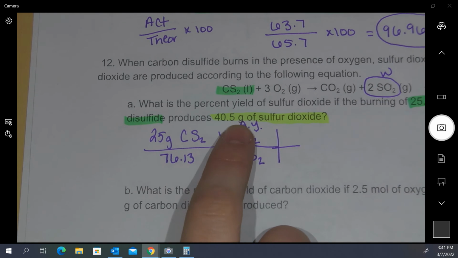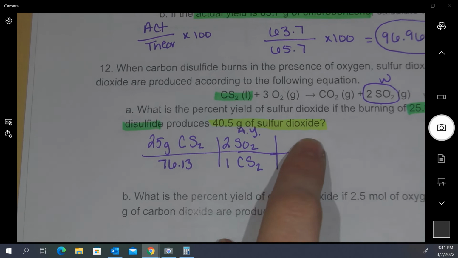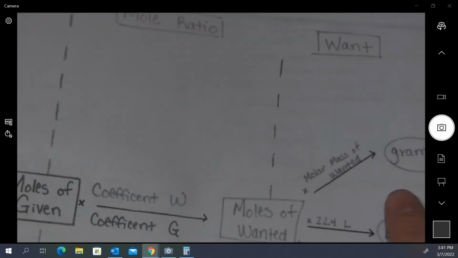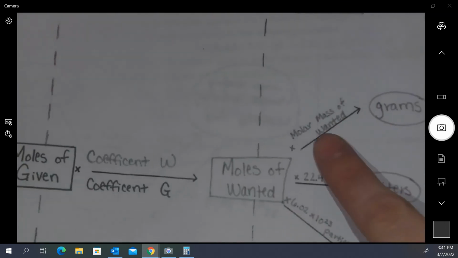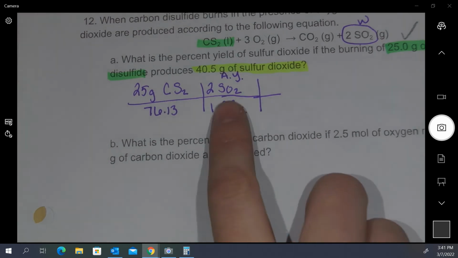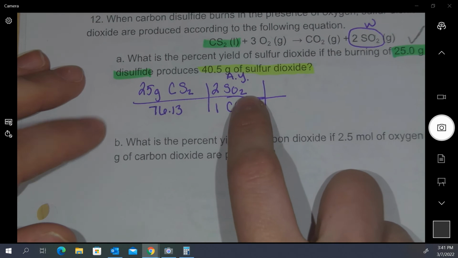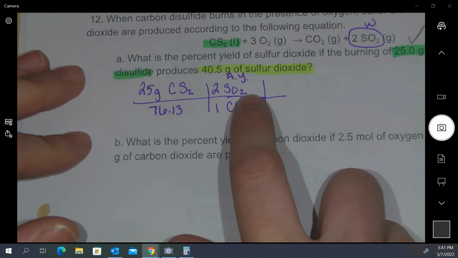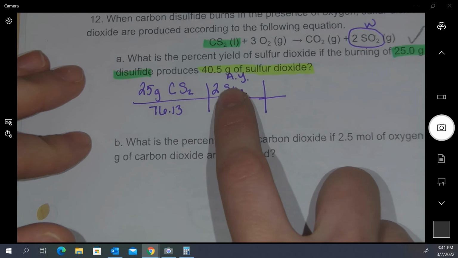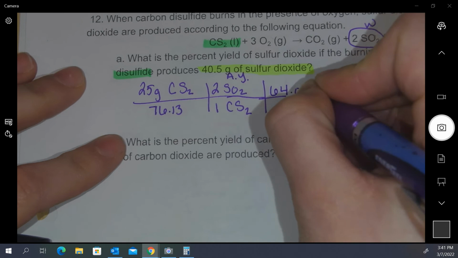What unit is my actual yield given to me in? Grams. So what should my theoretical yield be solved for? What unit? Also grams. So I'm going to need to solve for grams. To solve for grams, in case you forgot, we're going to multiply by the molar mass of what we want. So we're going to solve for SO2. Sulfur is 32.06. Oxygen is 16. 2 times 16 is 32. 32 plus 32.06 is 64.06. Do we all agree with that?